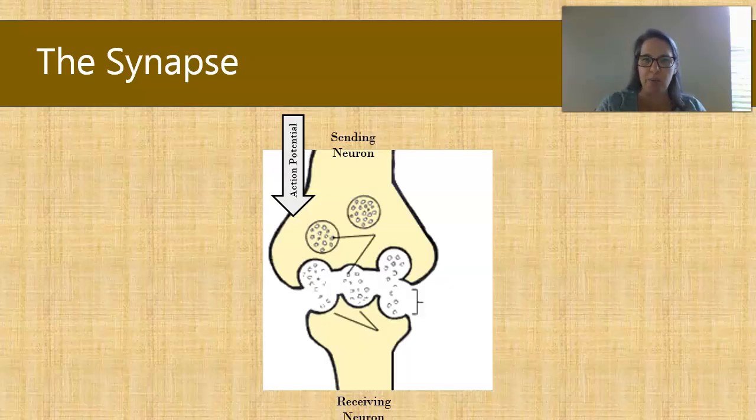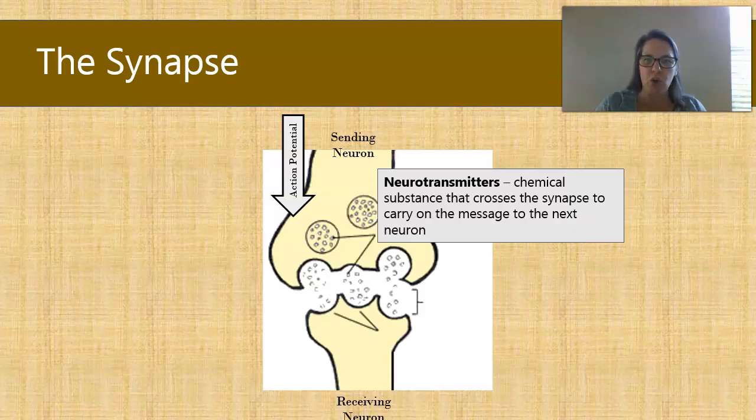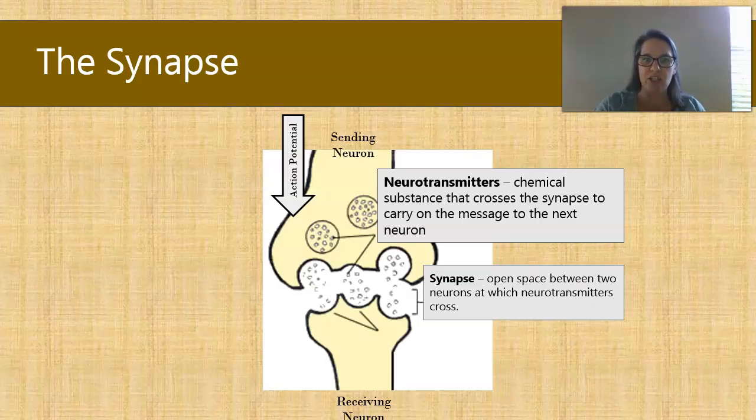These are things that our body produces on its own. These chemical messengers get excited when that electricity hits them down here in this bud, and it helps them release and cross the synapse to carry the message on to the next neuron. Here are the neurotransmitters, these little dots in here. This open space is called a synapse, the open space between two neurons. These neurons don't really touch. They're super, super close to each other, but they don't really touch.